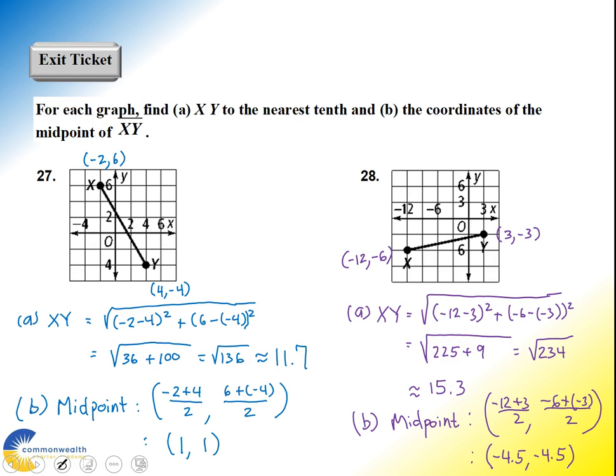Although it happened in both of these exit tickets, don't expect the midpoint coordinates to always repeat. It happened here, but those are the answers to the two exit ticket questions you were asked today.